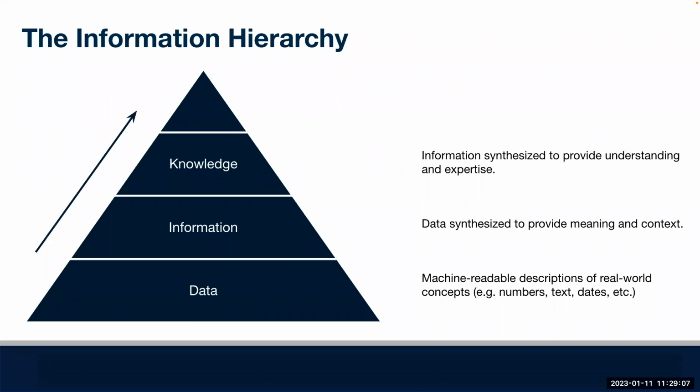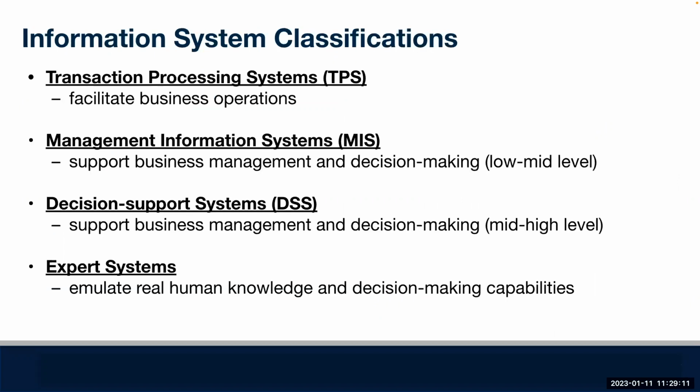So we can characterize different systems at these different levels. A basic system that just handles data, we can call a transaction processing system. As systems start to support our decision making, that might be a management information system or a decision support system. And finally, we have some expert systems that might emulate human actions and human decisions.